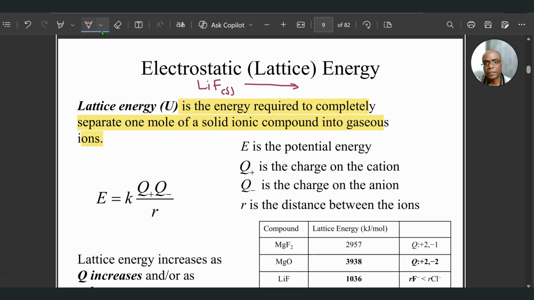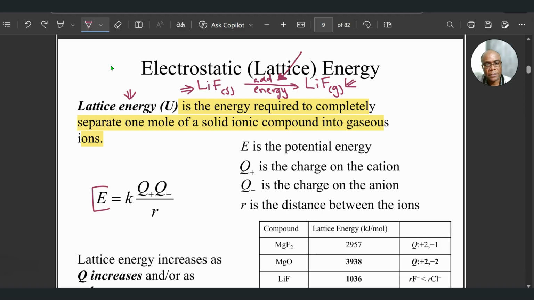To break it, you need to add energy that will be just enough to convert it to the gaseous state. So if you want to convert solid ionic lithium fluoride to gaseous ionic lithium fluoride, you need to add some energy, enough to do so, and we call that energy lattice energy.